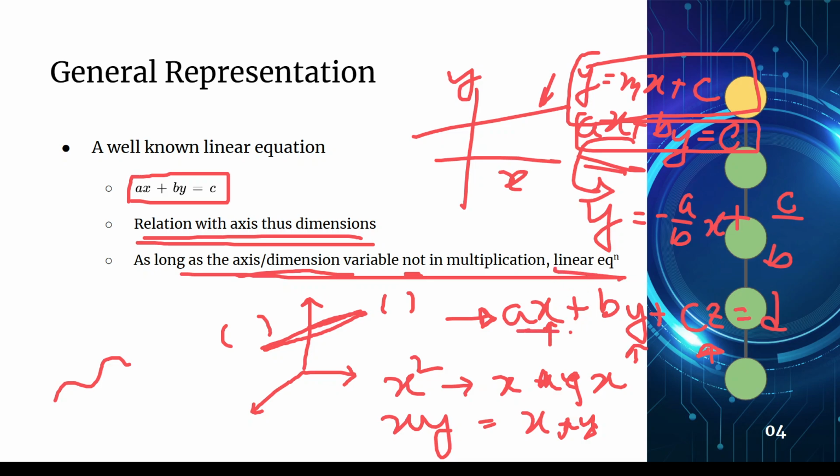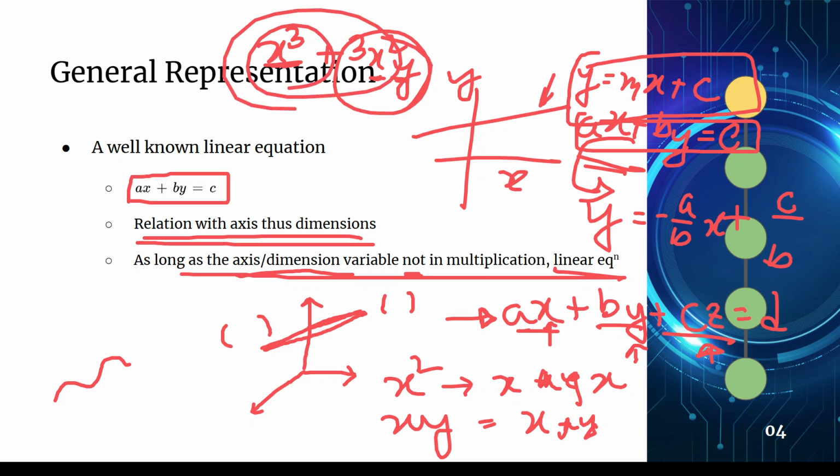For example, over here we can see x, y and z are not in multiplication at all, so this is a linear equation. However, if we write something like x cube plus 3x square y, then you can see this one over here, we have x three times, x twice and y once, so this is not a linear equation. This will be a non-linear equation. So that's about it over here.